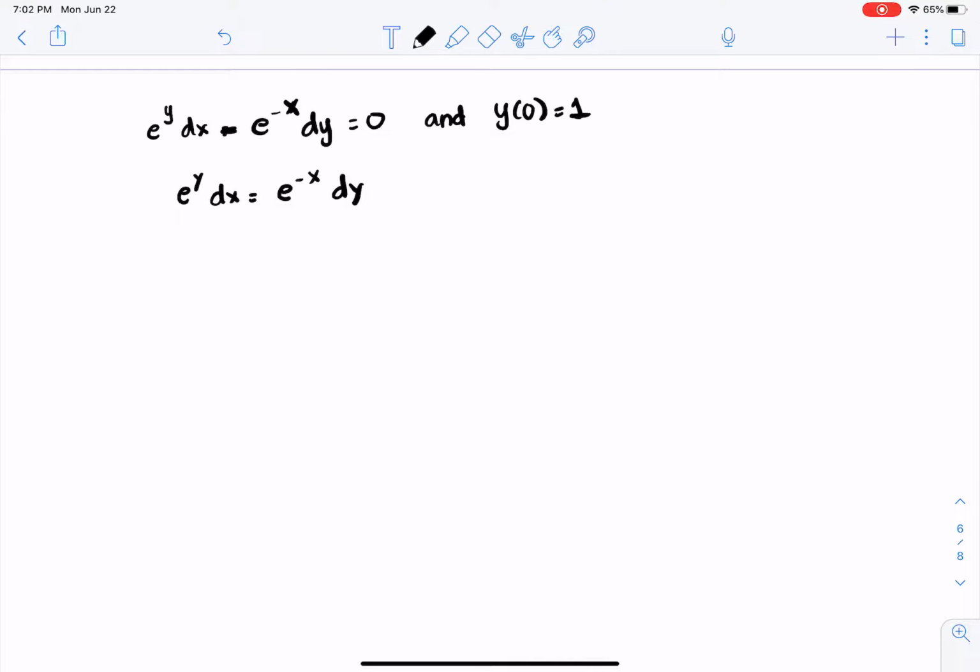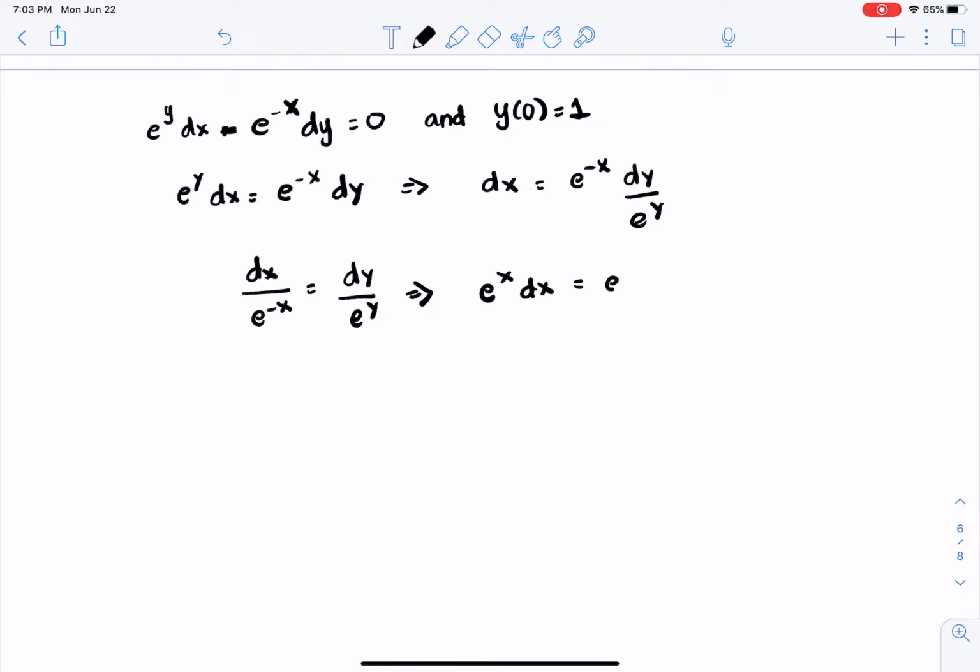Divide by e raised y on both sides. Divide by e raised negative x on both sides. Move the exponents to the numerator. So I have the x values on one side and y values on the other. All we have to do is integrate now. So we integrate on both sides.